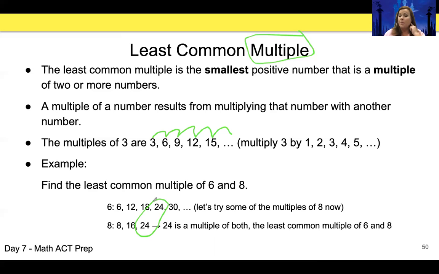And the problem with this can be tedious. And I also have students that do their multiplication incorrectly, so they get the wrong common multiple. So this is the long way.